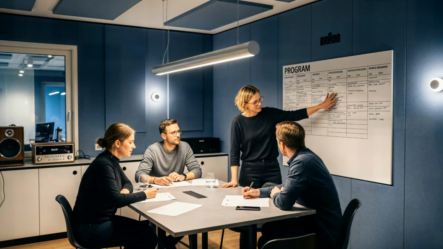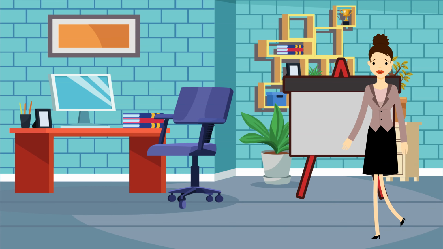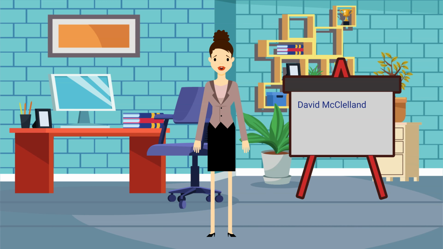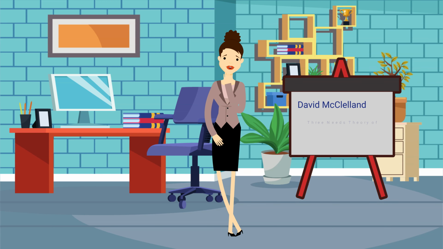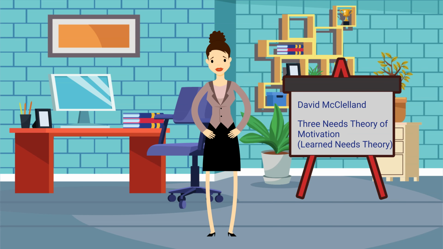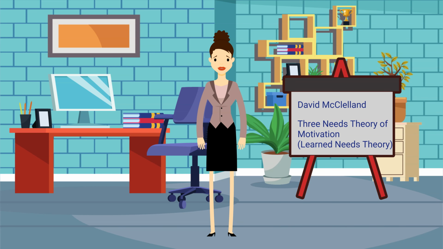Why do some people crave challenges, while others thrive on teamwork or seek influence over others? In the 1960s, psychologist David McClelland proposed a theory that helps decode these differences. His three needs theory of motivation, also known as the learned needs theory, focuses on the idea that motivation is shaped by life experiences and cultural influences, not just biology or hierarchy.